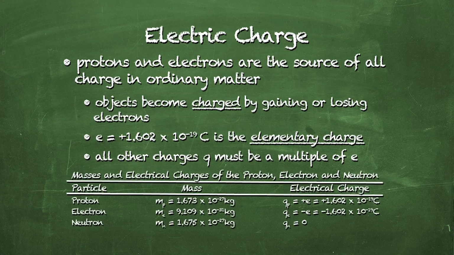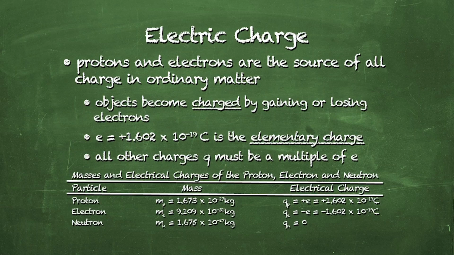So a proton, which has a mass of 1.673 times 10 to the minus 27 kilograms, has an electrical charge of plus e, or positive 1.602 times 10 to the minus 19 coulombs, whereas an electron, which has a mass of 9.107 times 10 to the minus 31 kilograms, has an electrical charge of minus e, which would be negative 1.602 times 10 to the minus 19 coulombs. So protons have positive charges, electrons have negative charges.